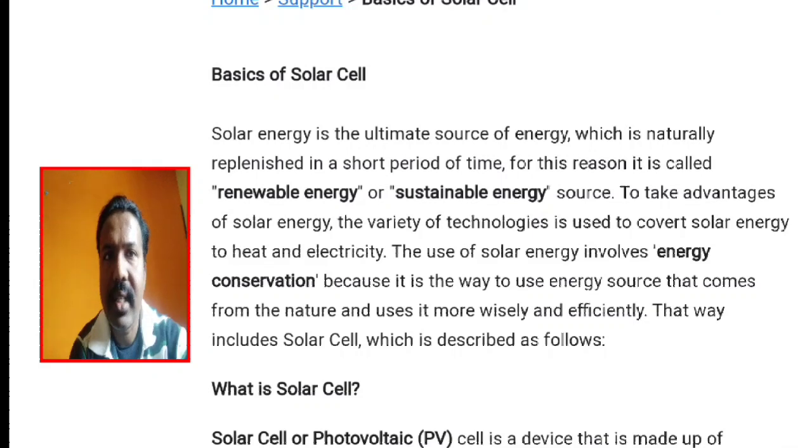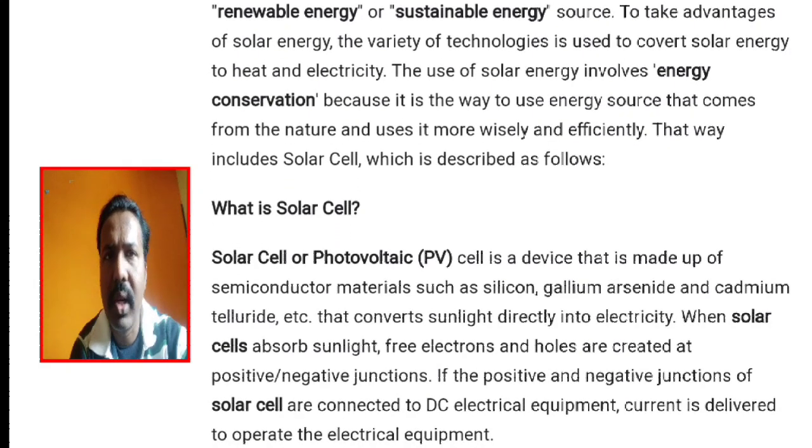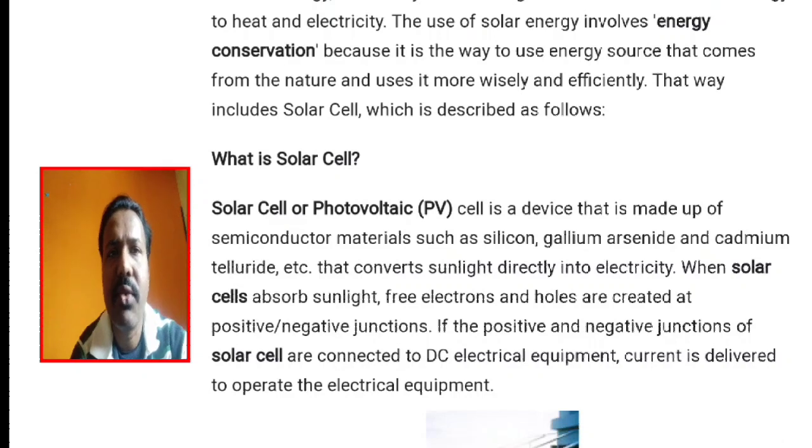That way includes solar cell, which is described as follows. So what is solar cell? Solar cell is also known as photovoltaic cell. This PV cell is generally made up of semiconductor materials. Semiconductor materials mean what? They do not fully conduct electricity and they are not fully insulators. They are standing in between these. So this is semiconductor. Generally the materials are such as silicon, gallium arsenide and cadmium telluride, etc. These are some types of semiconductor material. Out of these, silicon semiconductor material is most popular.